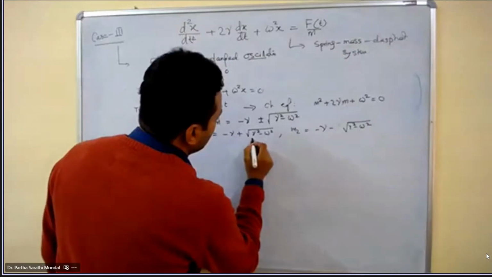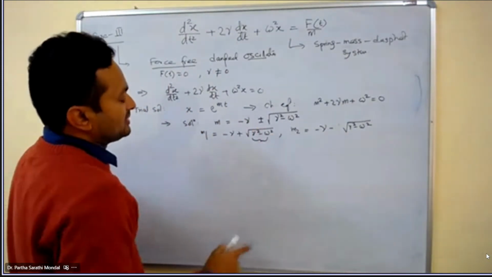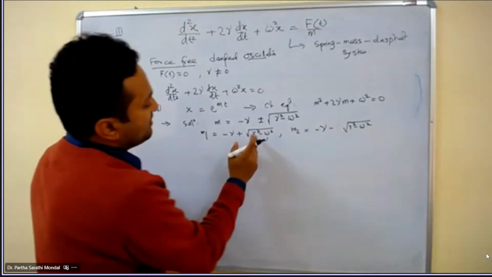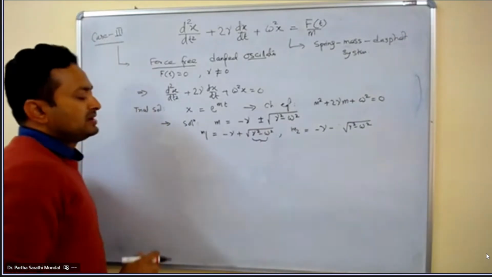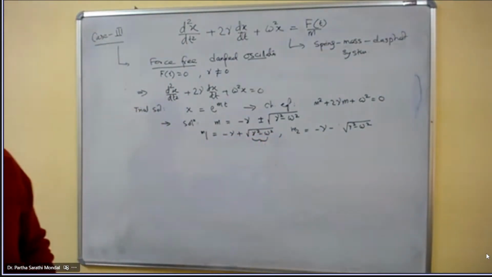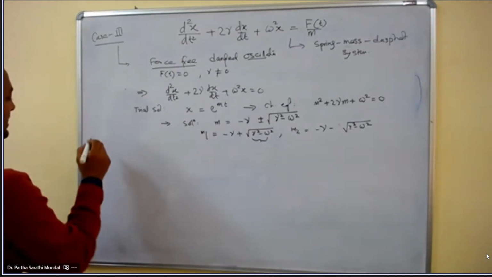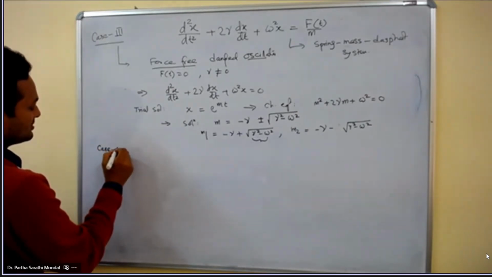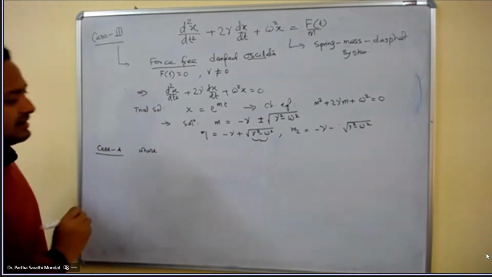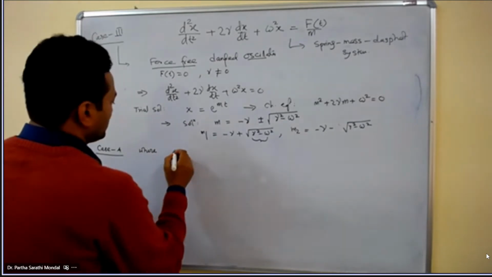If we see this term, if gamma is greater than omega, then there is no problem. It is a real quantity. But if gamma is less than omega, it will become an imaginary quantity. The m1 or m2 will become imaginary. That will give you a different physical situation. So now again we will take some cases. Case 1, where we consider that gamma is less than omega.